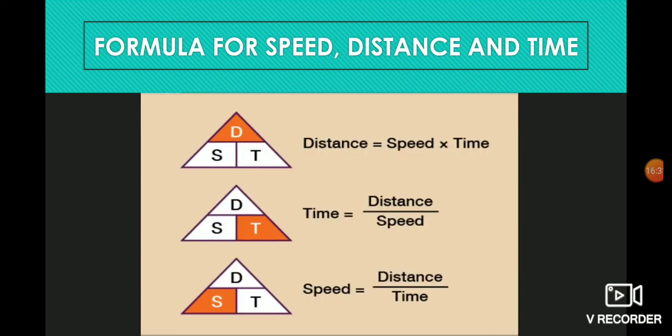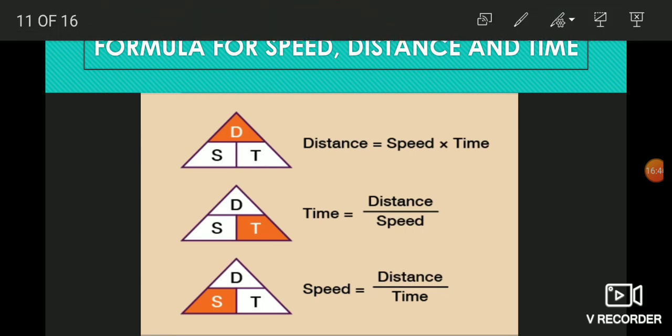Here is a small figure which will help you to understand the formulas for speed, distance and time. So here we have got three quantities: distance, speed and time. You can arrange these in the form of a triangle. Write D here, S here and T here below.